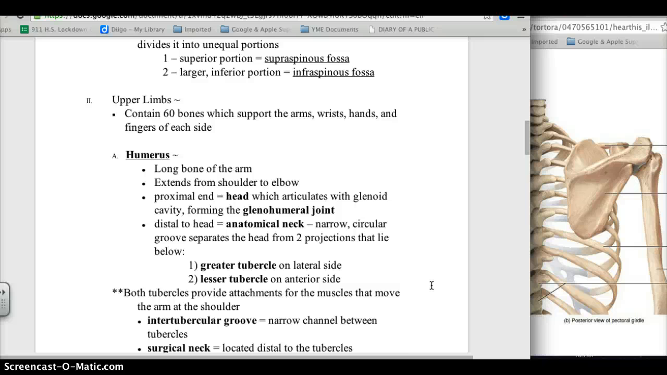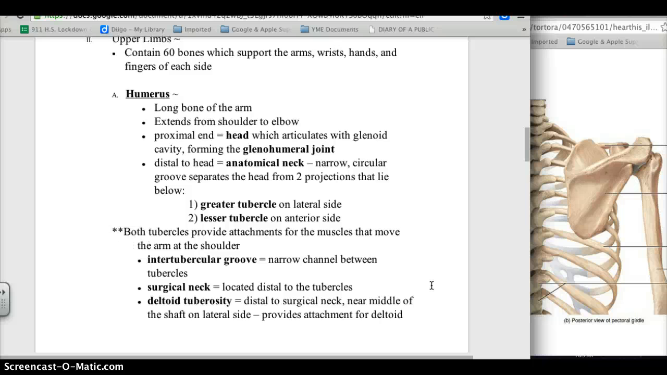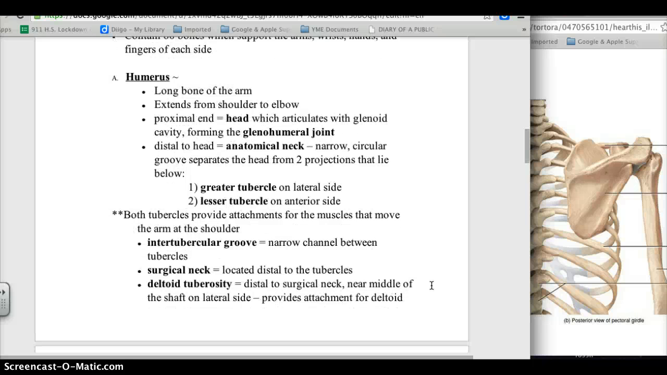Now, we know that the humerus is the long bone of the arm. It's going to extend from your shoulder to the elbow. When we talked about the ribs, we talked about the head of the rib. That head is the larger end of the bone, and this head of the humerus is going to be found in that glenoid cavity that we talked about. And that joint is where the humerus comes into the glenoid cavity. So again, that's the name given to that joint. The name for that joint is where the two bones articulate.